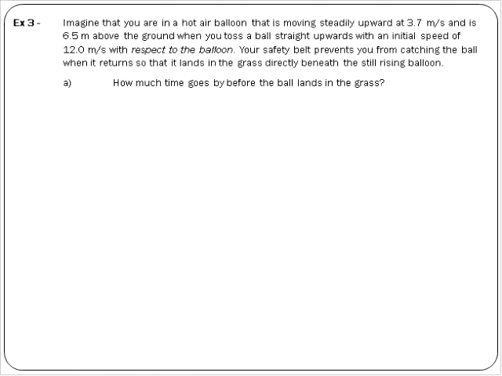Now let's look at some vertical examples. In other words, vertical motion. So this one here, we've got a hot air balloon that's moving upwards at a constant velocity of 3.7 meters per second. And at the instant that it's 6.5 meters above the ground, you toss a ball straight up with an initial speed of 12 meters per second relative to the balloon. So the situation is this.